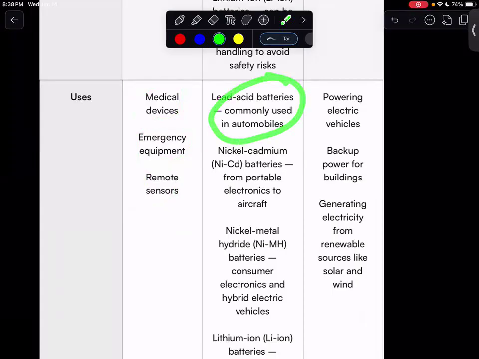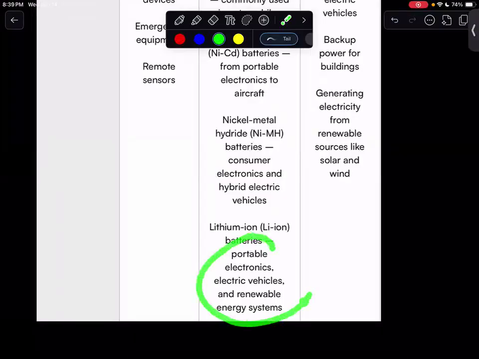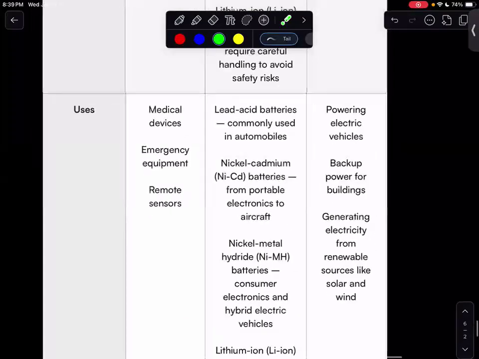We use lead acid batteries in cars, like I mentioned before. Nickel cadmiums are in portable electronics and aircraft. Nickel metal hydrides, these are consumer electronics and hybrid vehicles. And lithium ion is literally everything else in your life, including the laptop I'm using and the iPad I'm using, and even the Apple Pen I'm using for my iPad.